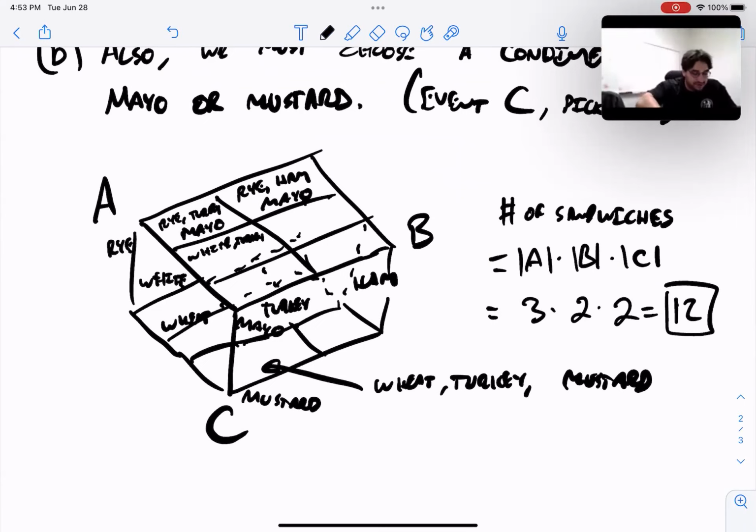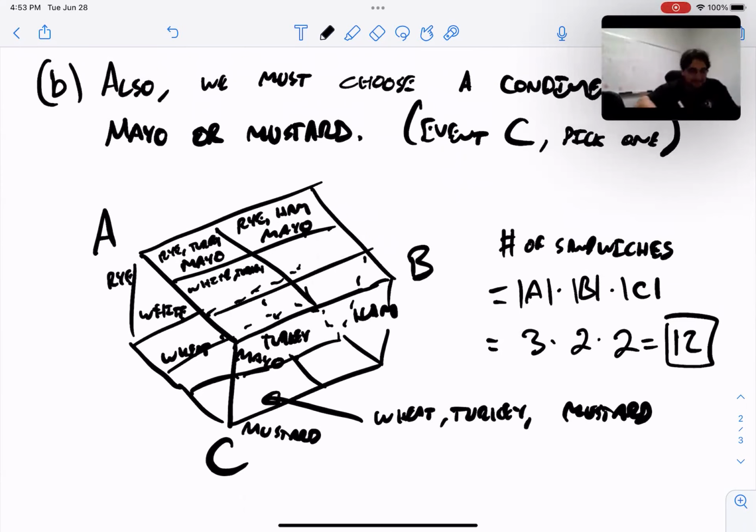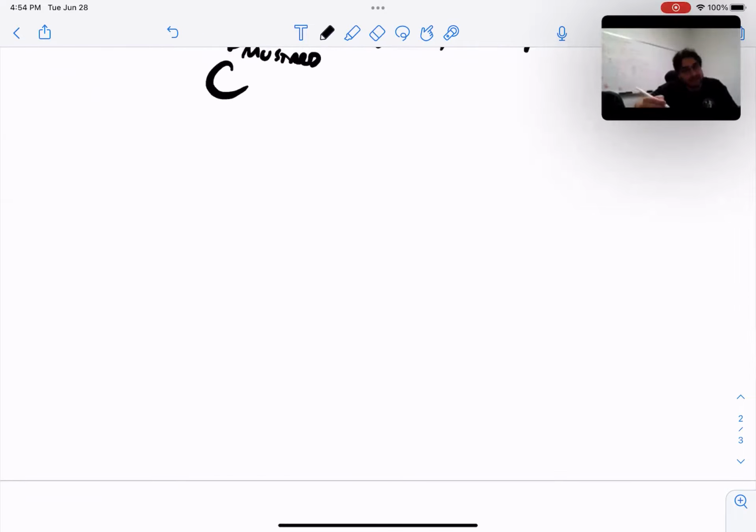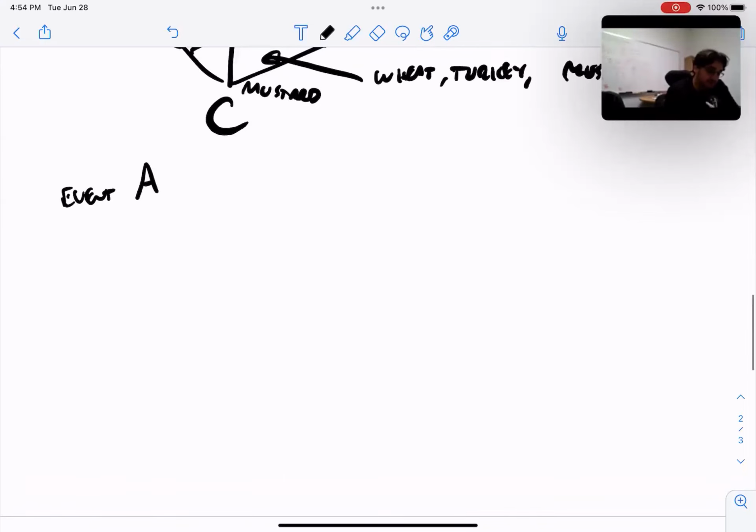What I also want to show though is, because this visual representation is cumbersome on its best day, another representation that sometimes is easier, especially if there are 3 or more events. So you could do it like this. Instead of a table, you could do a tree. The way you could draw a tree is you say, okay, event A, what do I have for event A? I have rye, white, or wheat for event A. Those are my options.